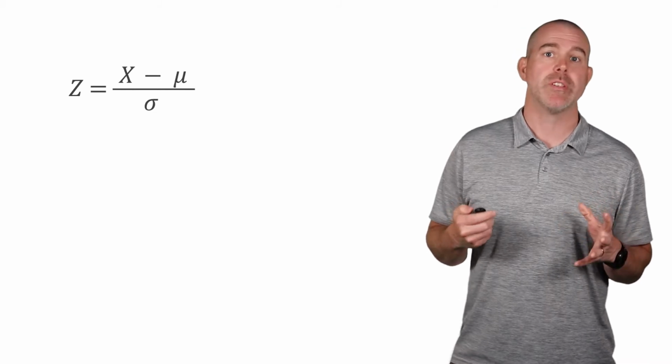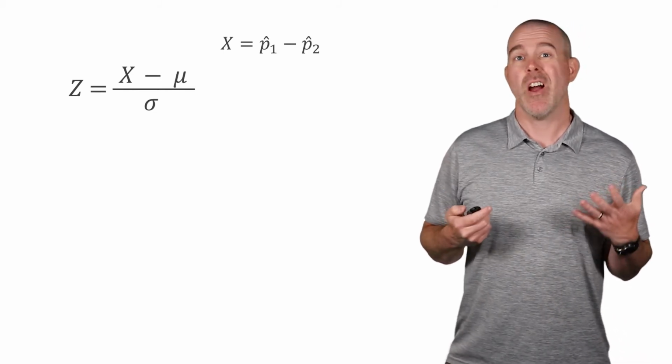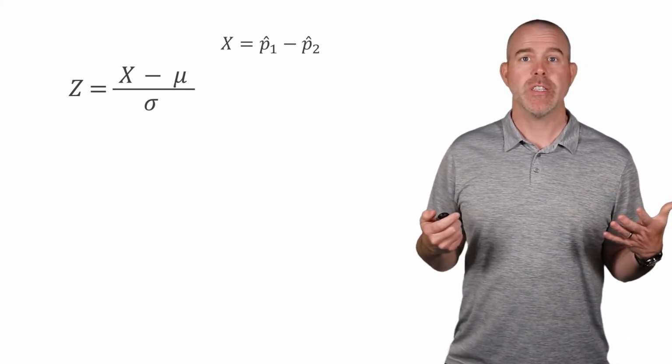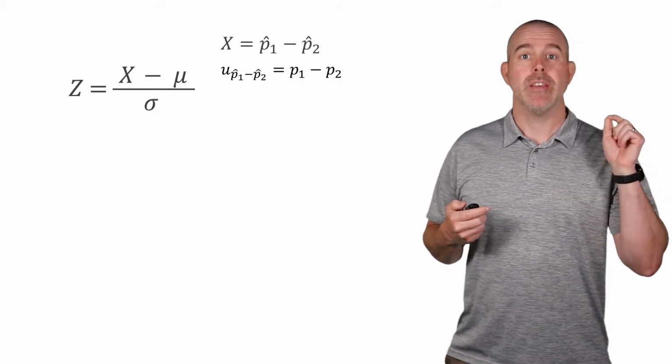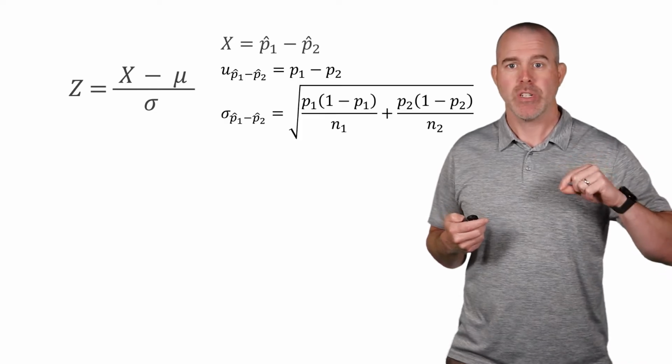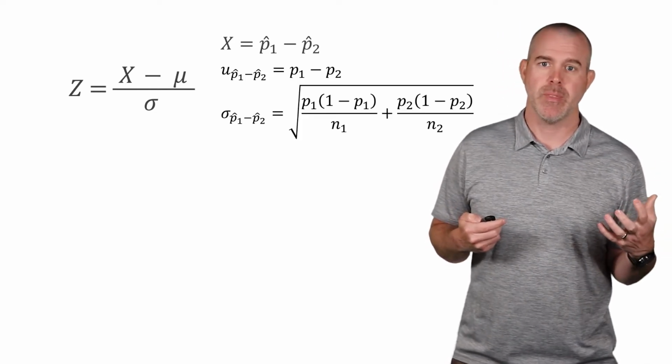Now, you remember our old friend, the z-score, x minus mu over sigma. Well, in this case, our x, the variable we're interested in, is p1 hat minus p2 hat. The mean of that would be the difference between the population proportions, and then we have our standard deviation.